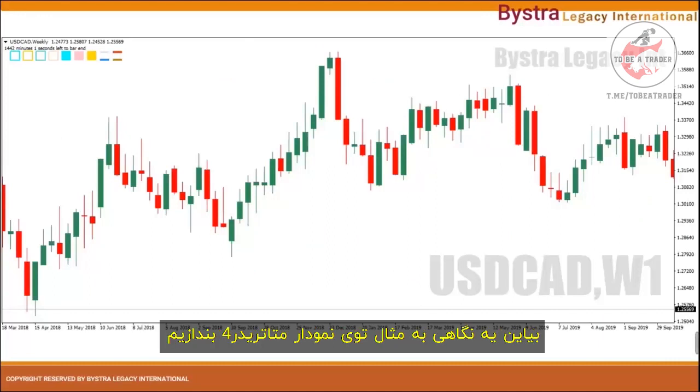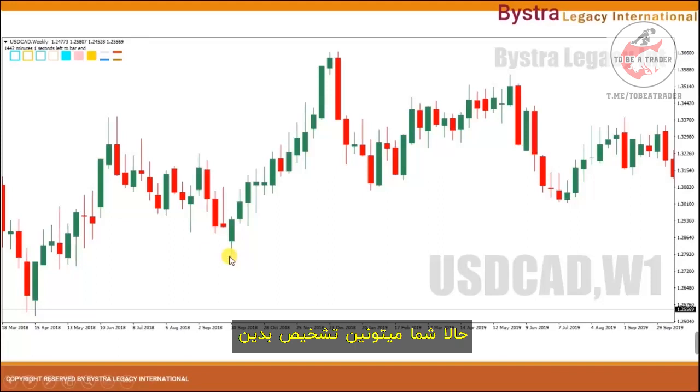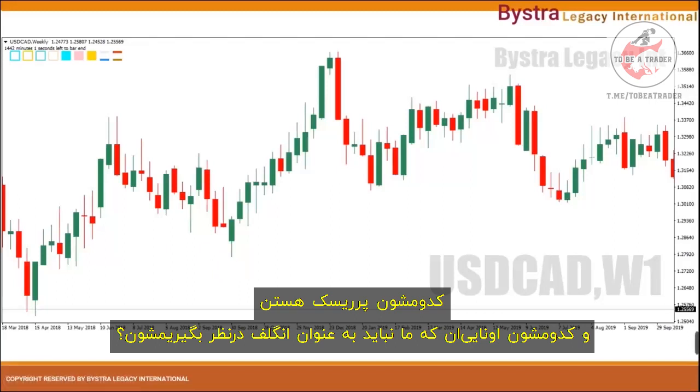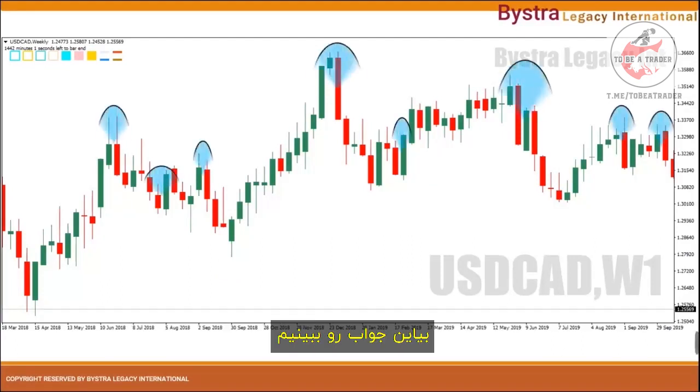Let's look at the example in the MT4 chart. Here, we can see that there are some bullish and bearish engulfing. Now, are you able to identify which are the good bullish or bearish engulfing, which are the high risk, and which are the ones that we shouldn't take as an engulf? Are you ready? Let's look at the answer.